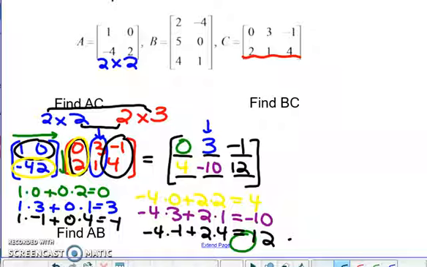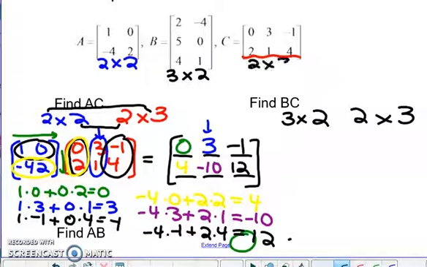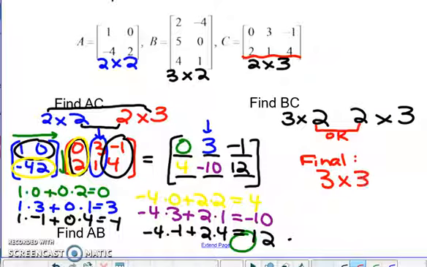I just want to point out one other thing. Again, the dimensions have to match. So I want to point this out with B and C. I'm going to check and see if it's okay. B is a 3-row, 2-column spot. C is 2 rows, 3 columns. This is a 3 by 2. This is a 2 by 3. So this is okay. The final matrix is going to be a 3 by 3. So this is what we would use to fill in.